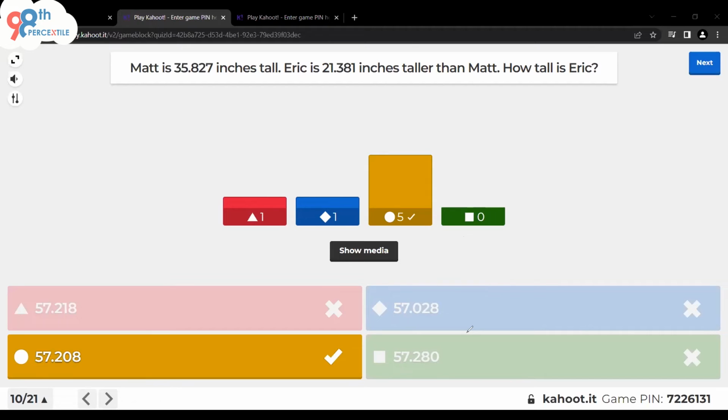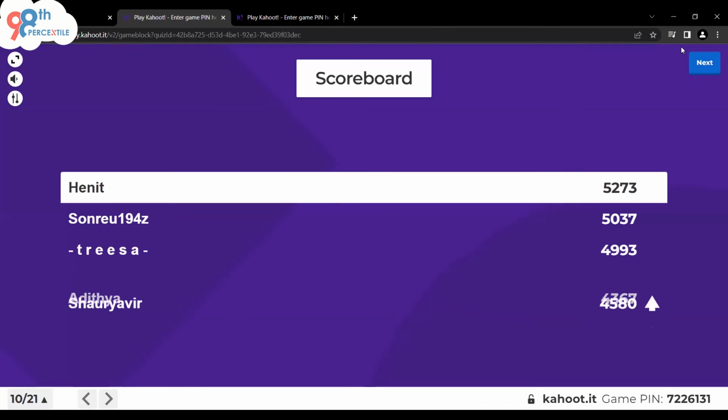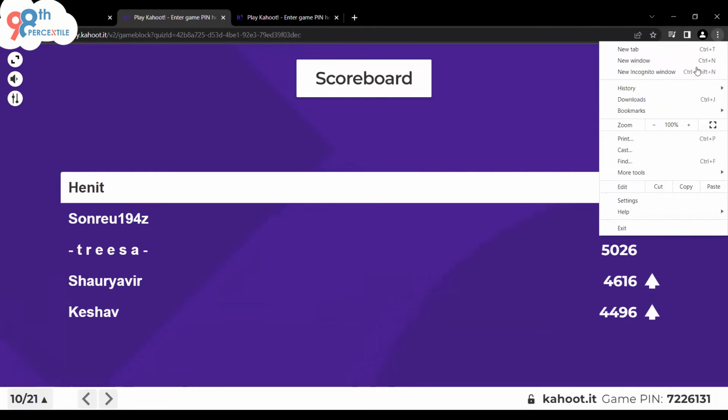So this one said that Matt is this much inches tall and Eric is this much inches taller than Matt. So we just needed to add those two quantities. So 35.827 added to 21.381 gives us the answer as 57.208. Having a look at the scoreboard, we can see Keshav coming up in the top 5 and the rest of you maintaining your respective positions.